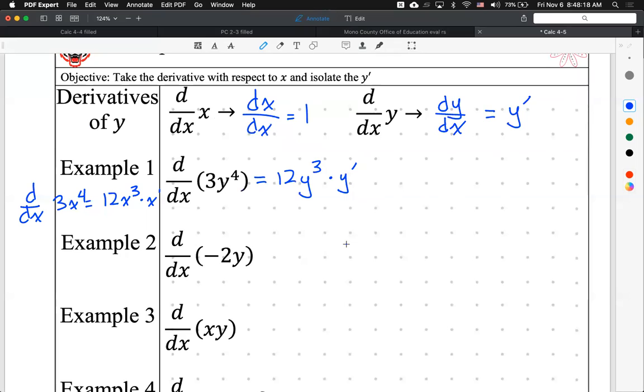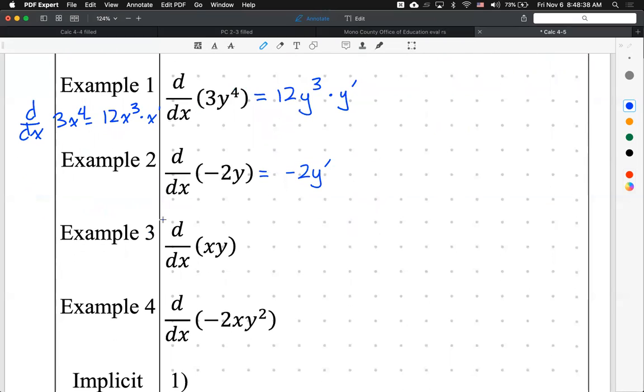Let's try another one. Fiona, try this one. 2y prime, done. Yeah, and we've already taken the inner. Like the inner has been taken the derivative of, it is y prime. Once you hit your y prime, you know you're done. Once we hit 1, we knew we were done.